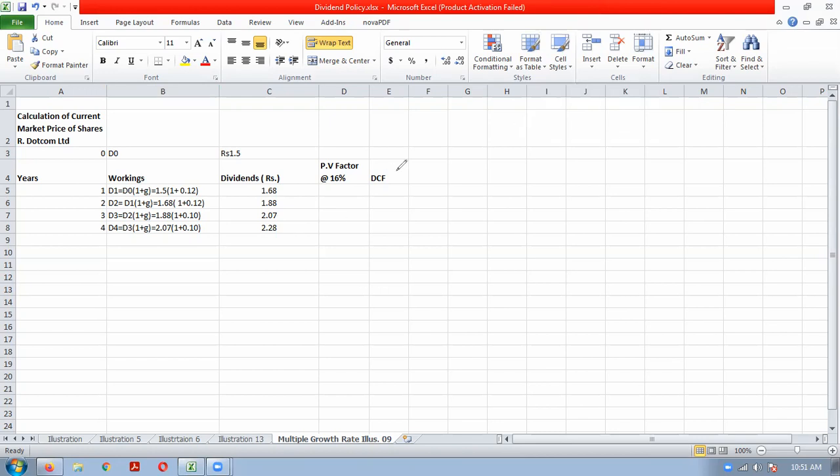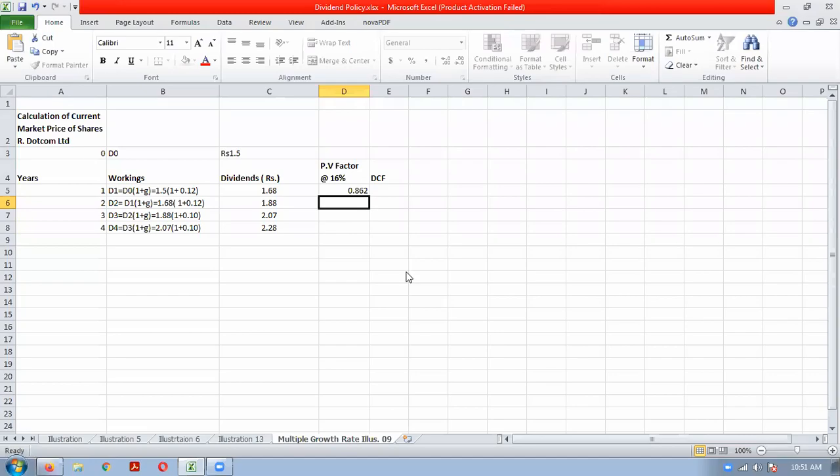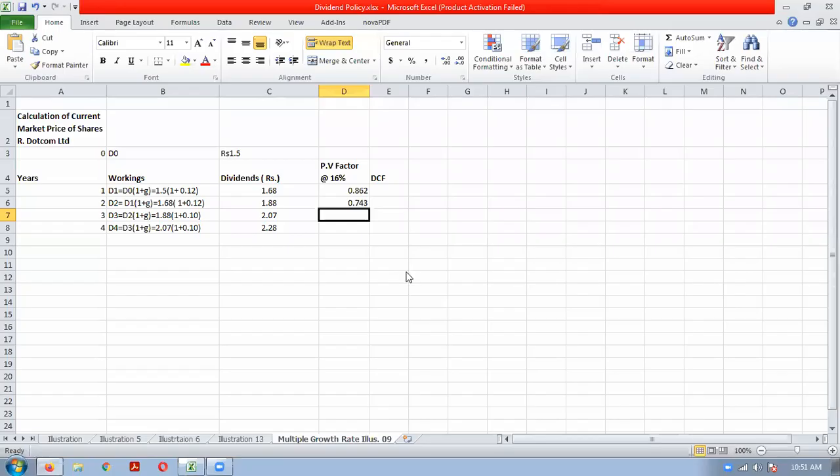Okay. Now the discounting factors here are given in the question: 0.862, no need of calculating, 0.743, 0.641, 0.552. Now do the multiplication, cash flow into discounting factor, and do the total. Okay. So do the total.